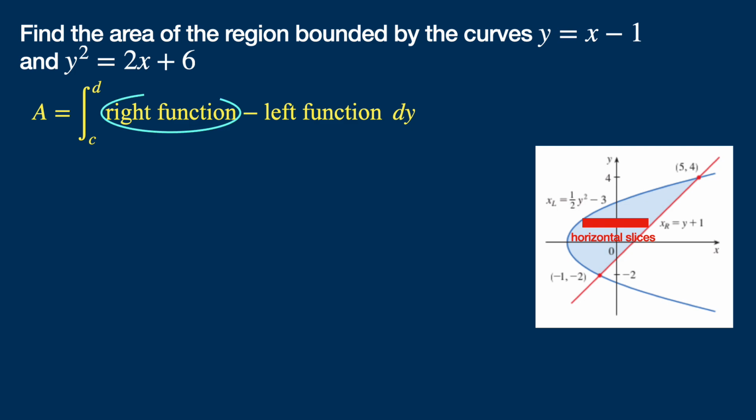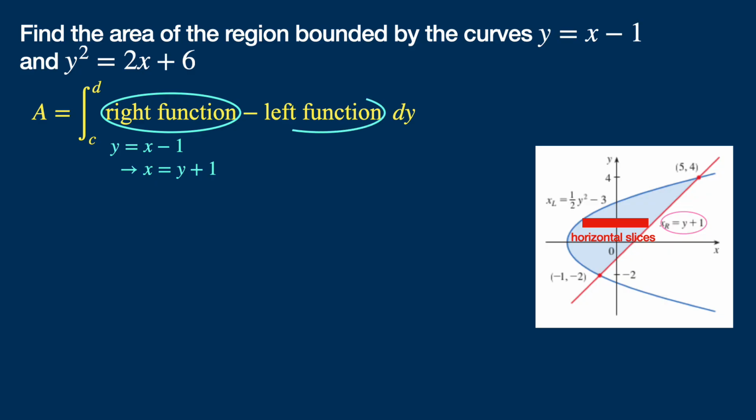So the first one is the right function. You see that it's y plus 1. How can we get y plus 1? You solve for x. We have y = x minus 1. Solve for x. You move the 1 to the other side. You have x = y plus 1. That's how you find y plus 1.